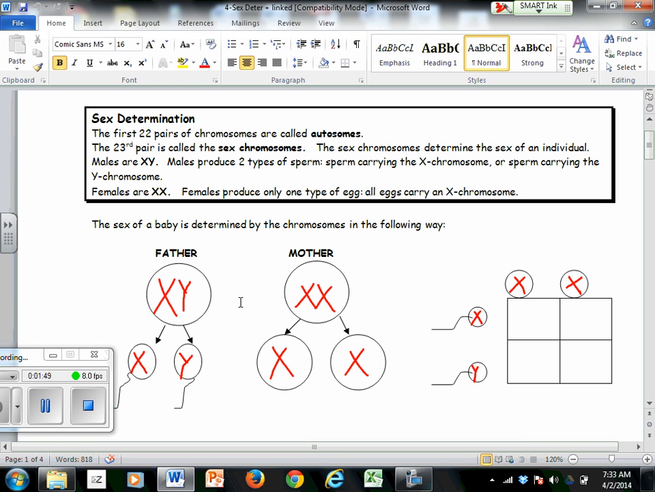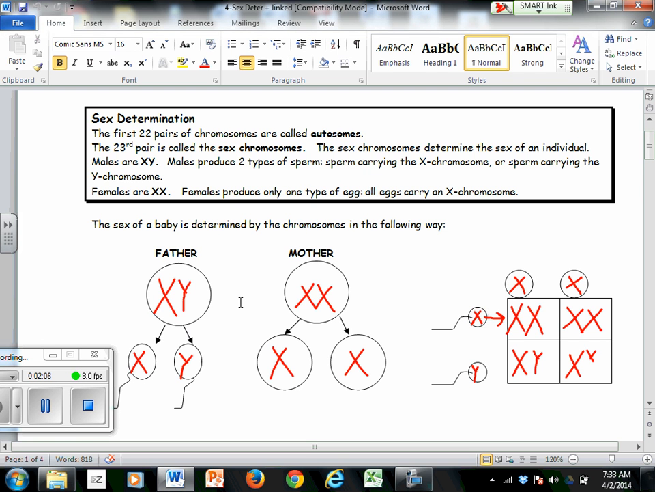Because if the father donates an X sperm, it's going to be a female. Either way, the mom is donating the X, so if the father donates his X sperm, it's going to be a female. If the father donates the Y sperm, then you have a male.